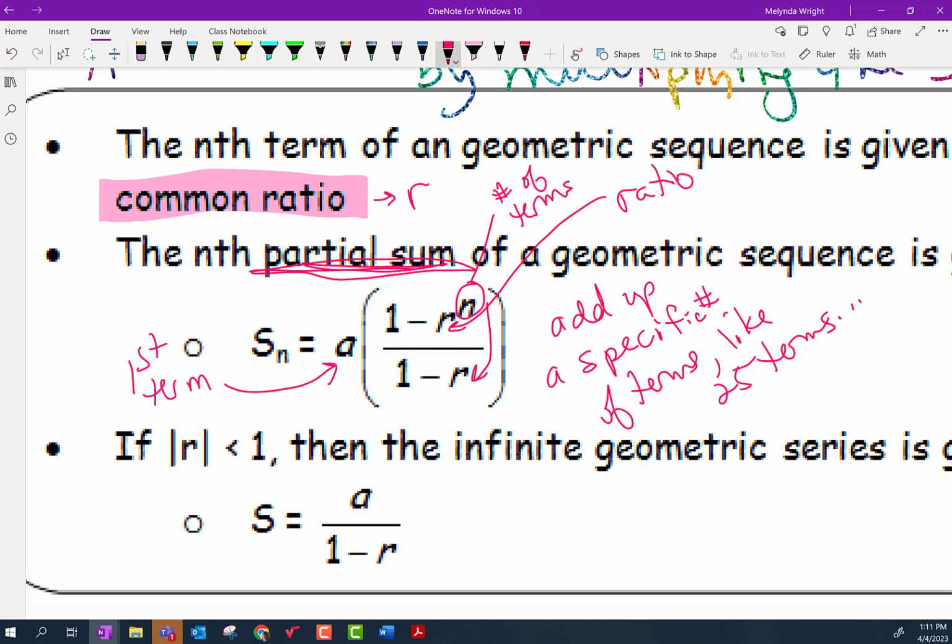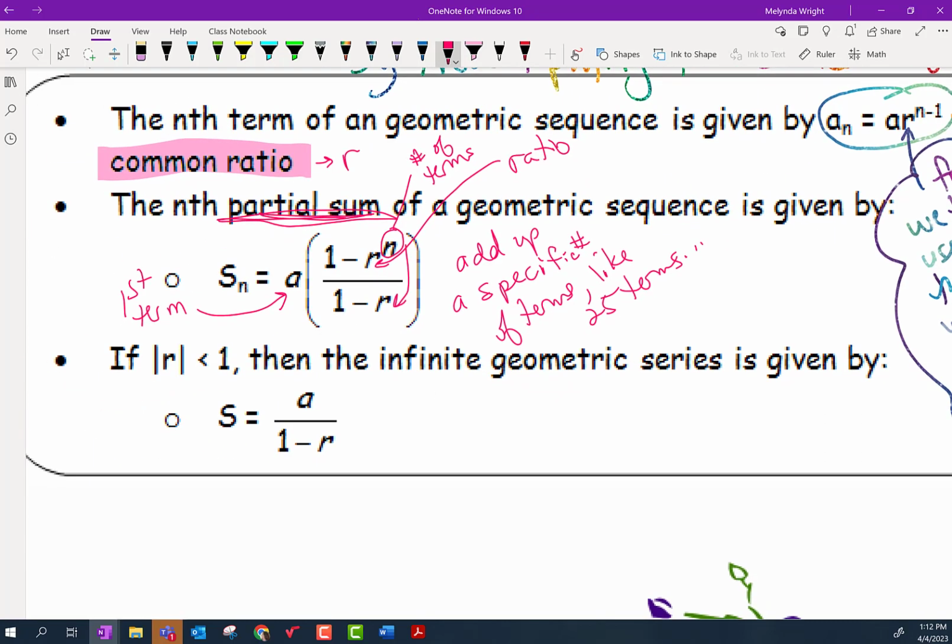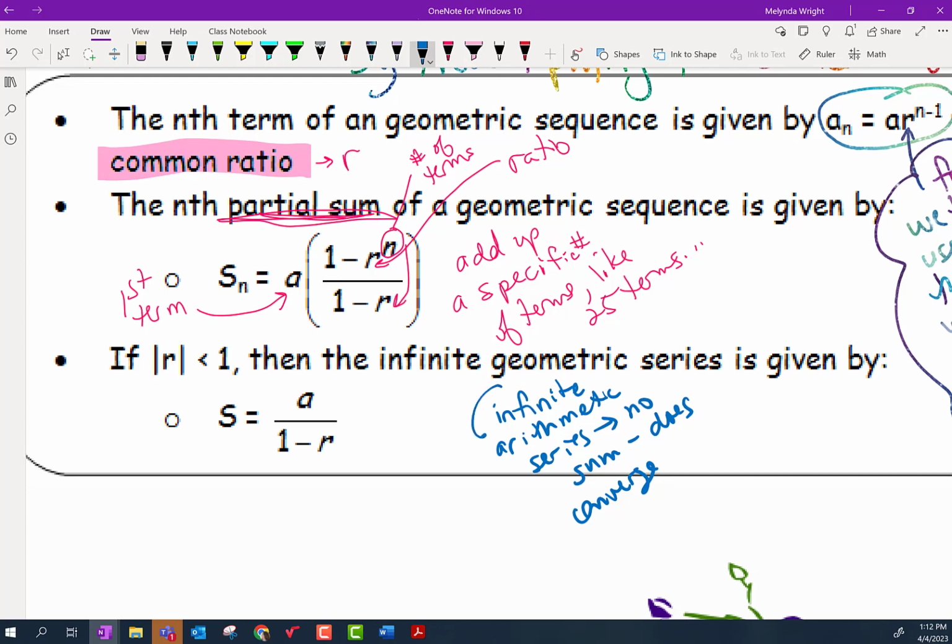So that's what we would do, adding a specific number of terms. But it is possible in some instances to add an infinite number of terms, which really seems not possible, that we could add up terms that never stop. So just so that we are clear, let's make ourselves a note here. For infinite arithmetic series, there is no sum. You can't add them up. It does not converge. That means no one is going to ask you to add up an infinite number of terms of an arithmetic series. It's not going to happen. There isn't one.